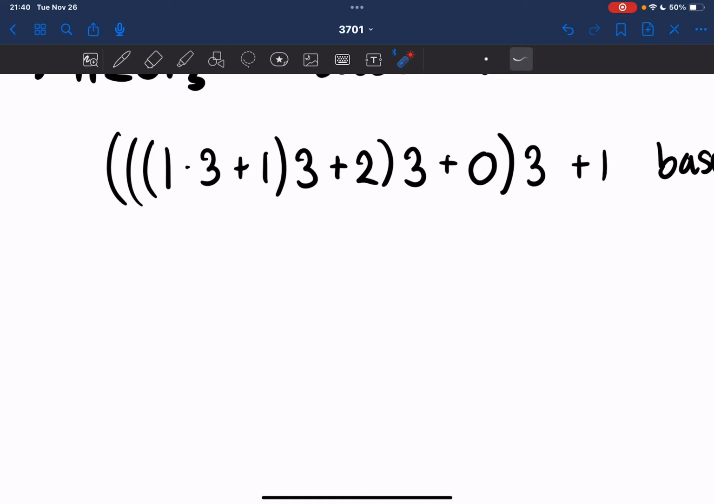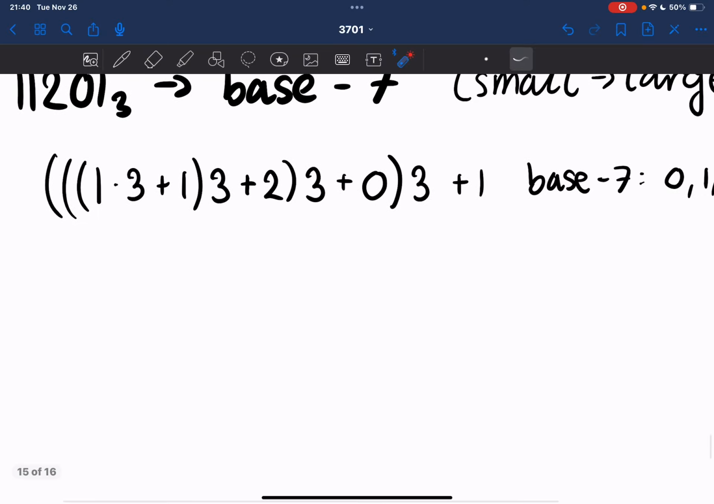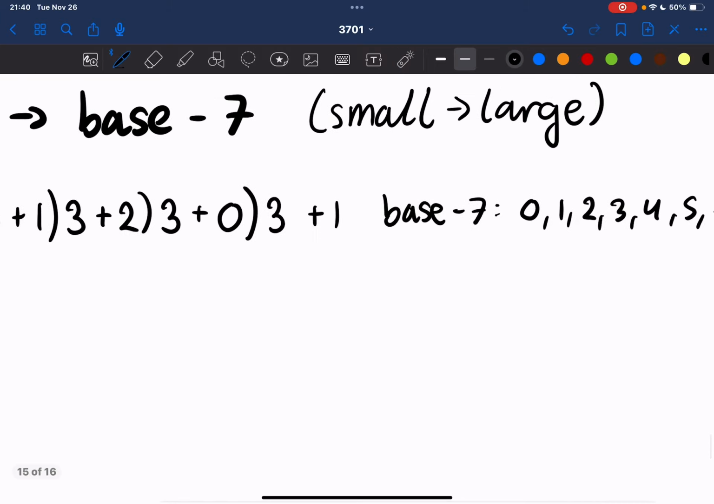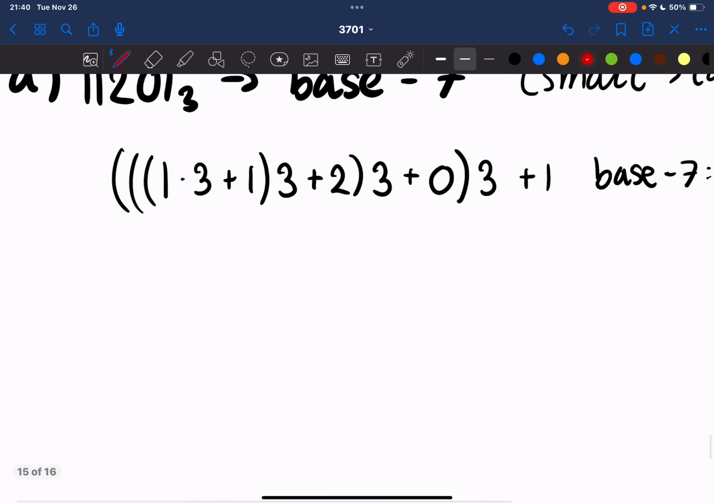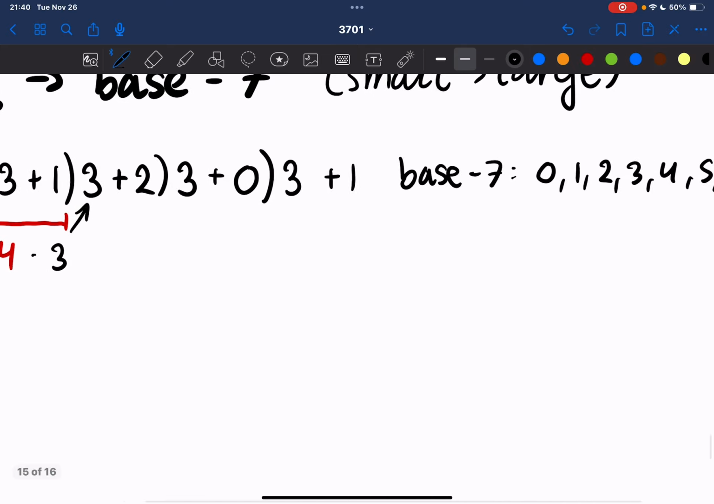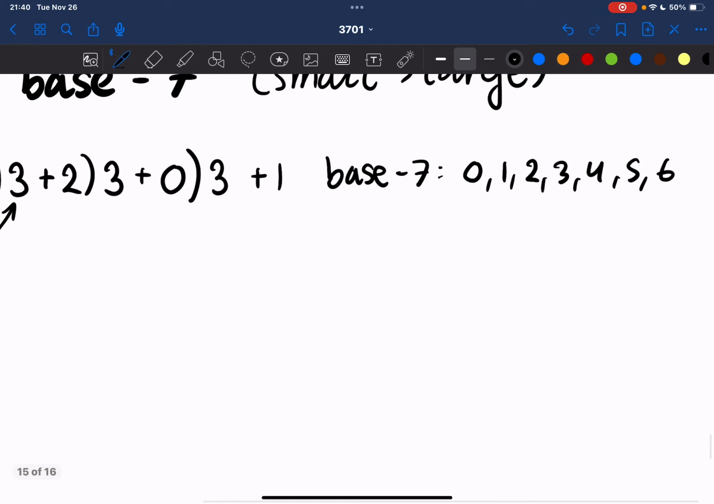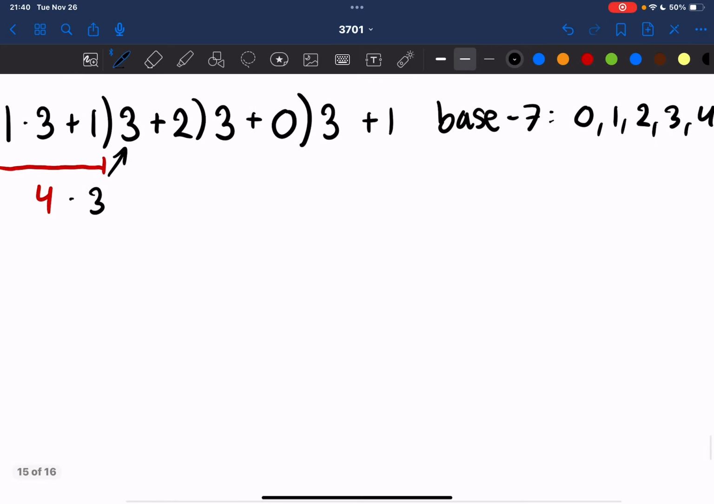1 times 3 is just 3, plus 1 is 4, and since 4 is one of the digits in base 7, that's okay. So the result of this little parentheses here is 4. Then what's next? We're going to multiply by 3. What's 4 times 3? It's 12, but of course 12 does not fit in our base 7 system. So we need to convert it into base 7 so that it has only digits from 0 to 6. How do we do that?